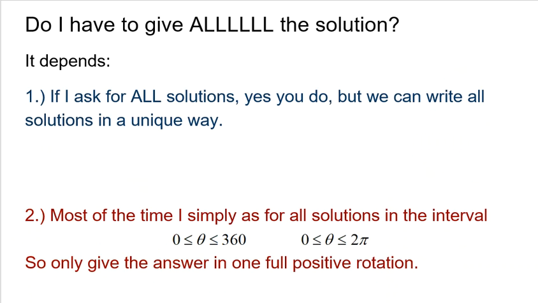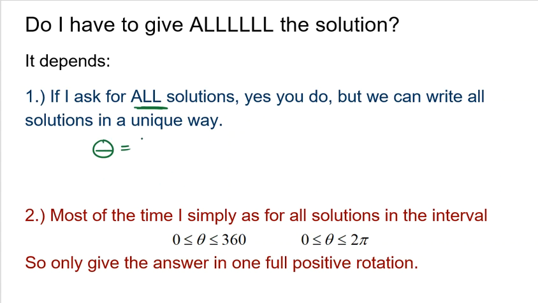So do I give all the answers? I mean, how do I write a solution if there's infinite answers? Well, okay, this is what we have to make sure we read the directions. If a question asks for all solutions, then yes, you do have to give all solutions. But obviously, it's impossible to write down an infinite number of solutions. This is where we use our brain.